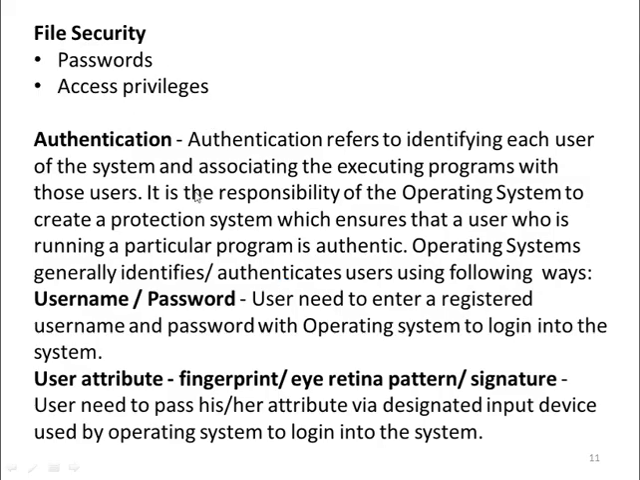File security. So now we have discussed what a file is, what we can do with the file, and how you can retrieve the file. Then the main thing that you have to know is how you can protect your files in the computer. When you are protecting, here I have discussed two main methods, passwords and access privileges. Right? So authentication. What is authentication?